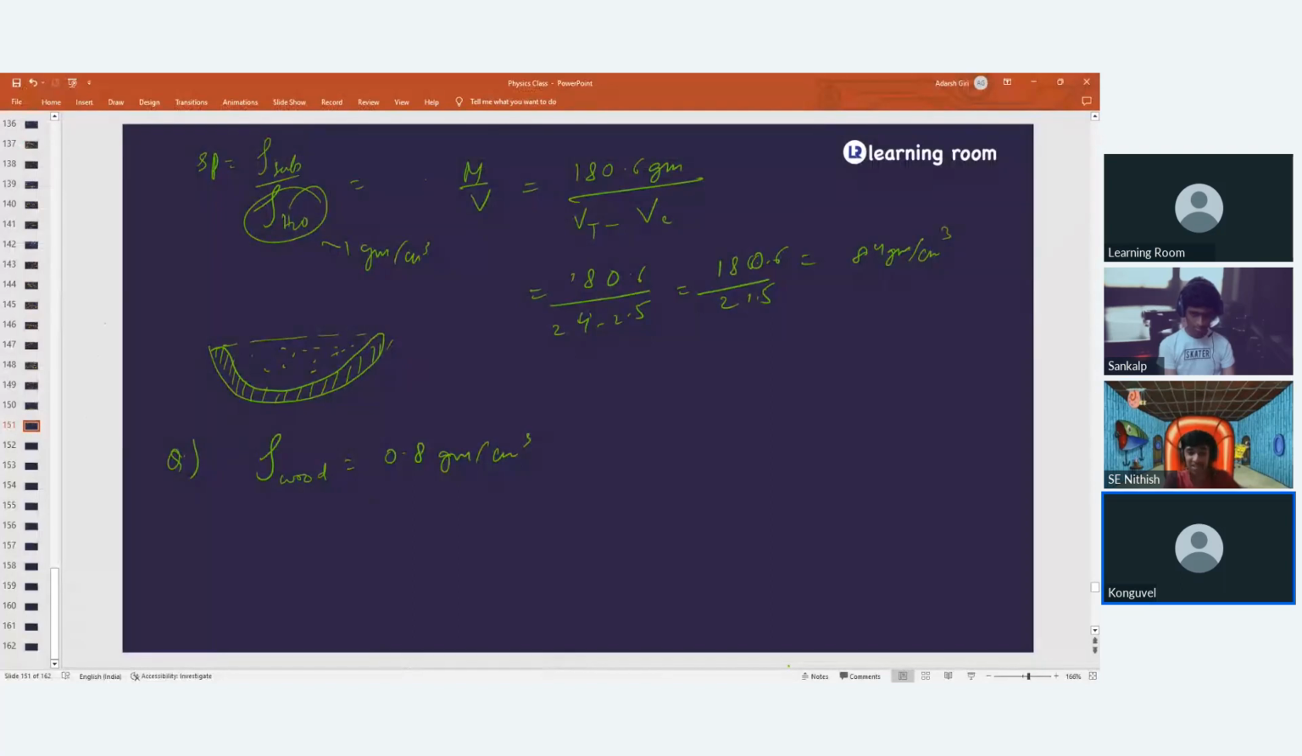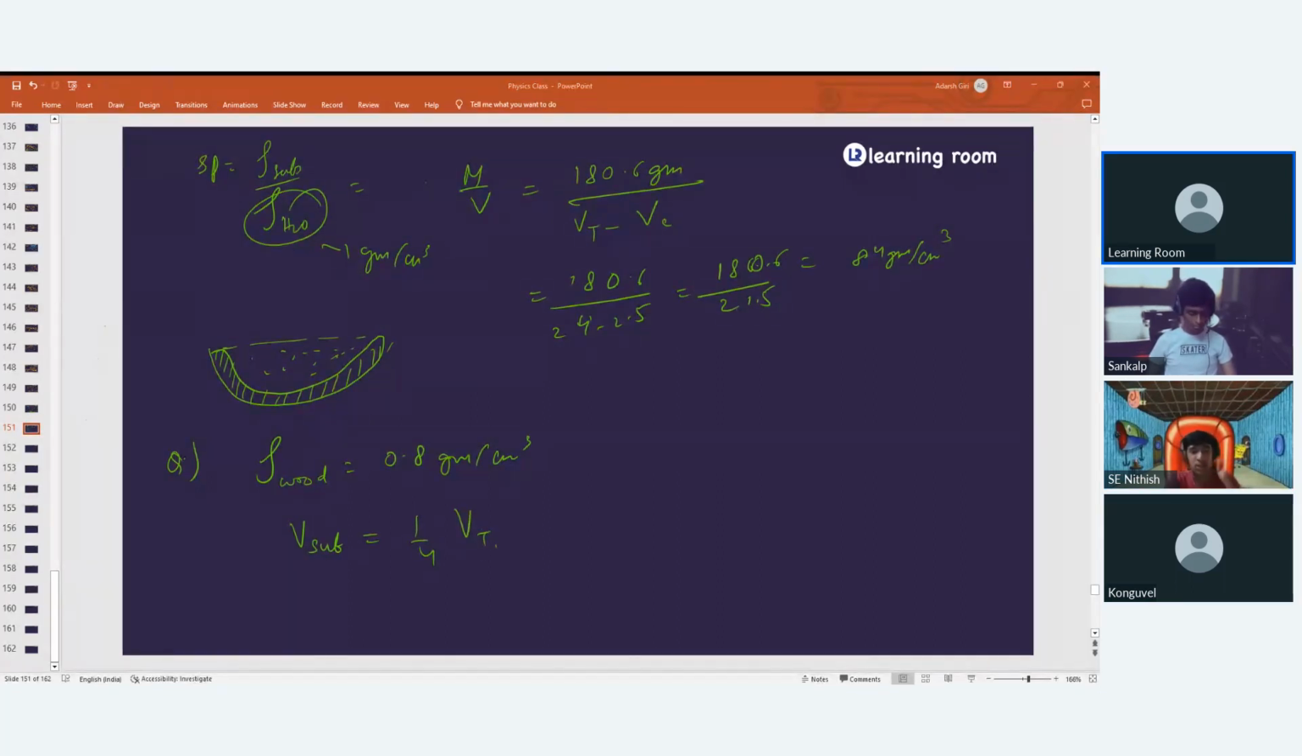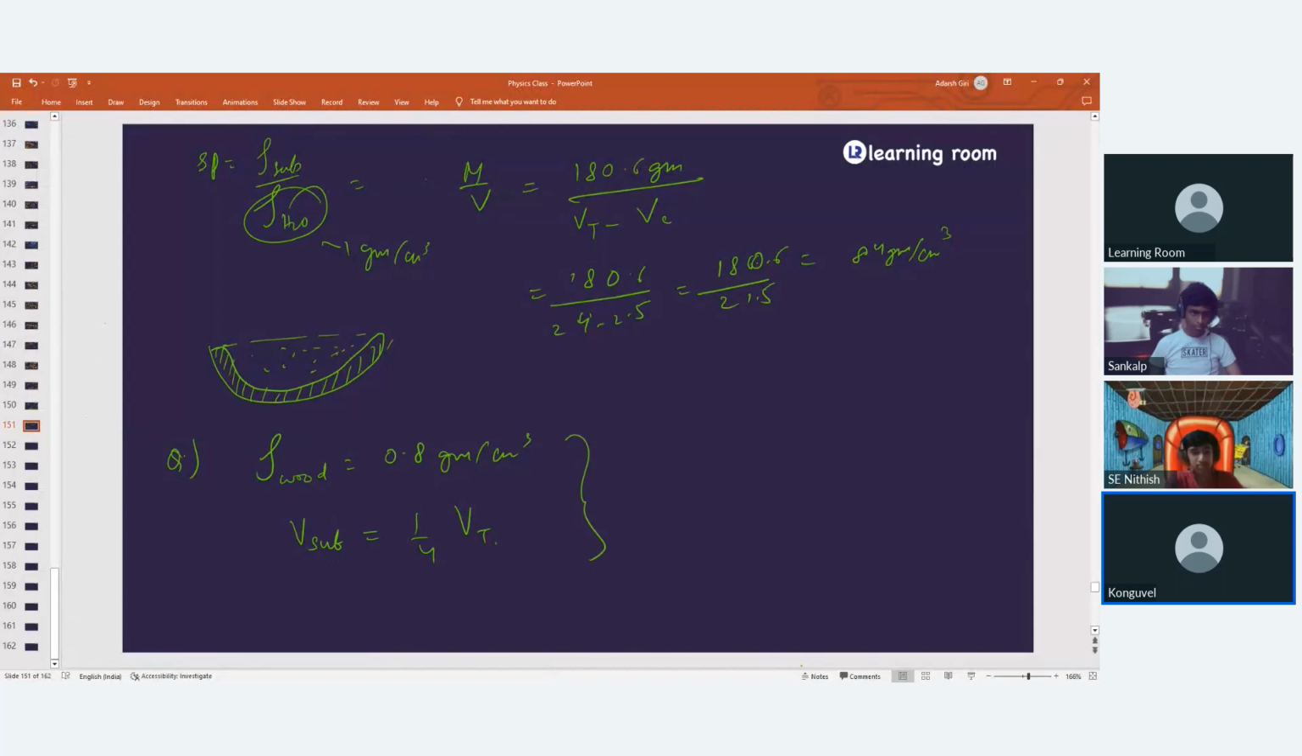Just think. Wait a minute. Volume of submerged part is 1/4 of total volume, right? Yes, sir. That is the second data given there. Third one is, sir, you can use Archimedes principle. In oil, the block floats with 60% submerged. Which is in water, sir.